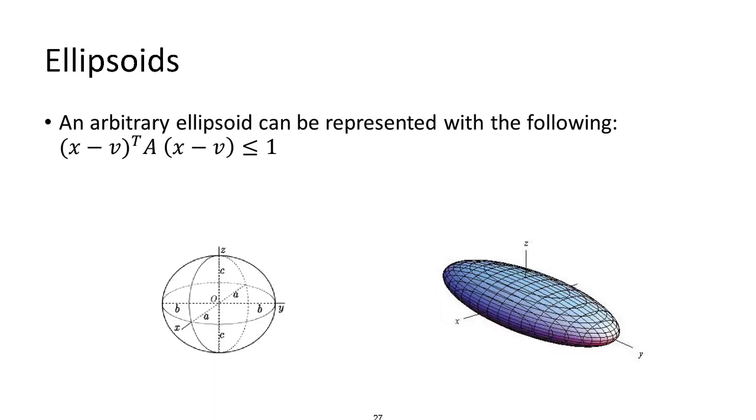Okay. Other than convex polytopes, we can also use ellipsoids to represent reach sets. So ellipsoids are just the extension of ellipses to n spaces, n dimensions. And an ellipsoid is defined by this. X is just all the points inside the ellipse. V is the center. And A just tells us how deformed the ellipse is. Okay, any questions?